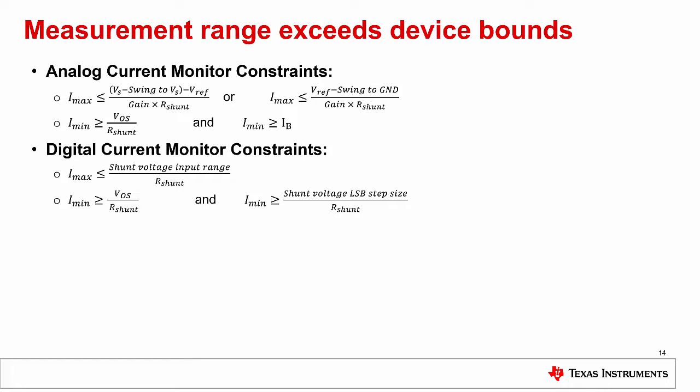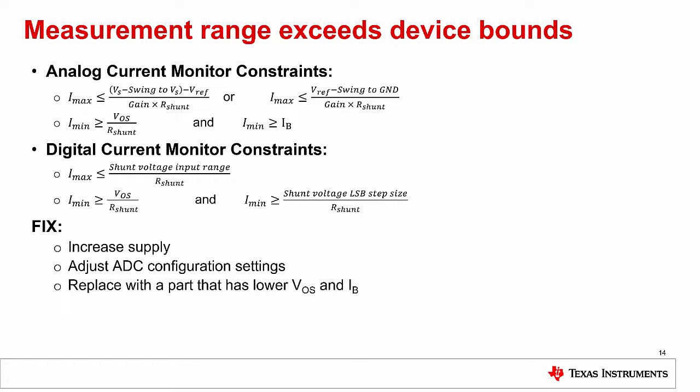During an initial assessment with the device, you might encounter some challenges with getting a wide enough measurement range. For our analog devices, increasing the supply within the recommended operating range might help. As for our digital devices, it might be as simple as changing a configuration setting for the ADC. However, if these simple approaches still fall short, then you may need to consider another device, one that has lower input voltage offset and lower input bias current.